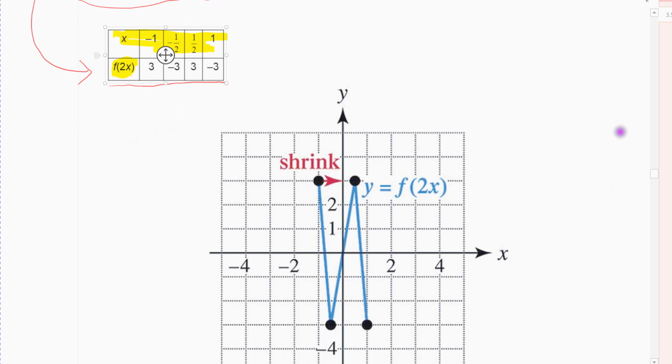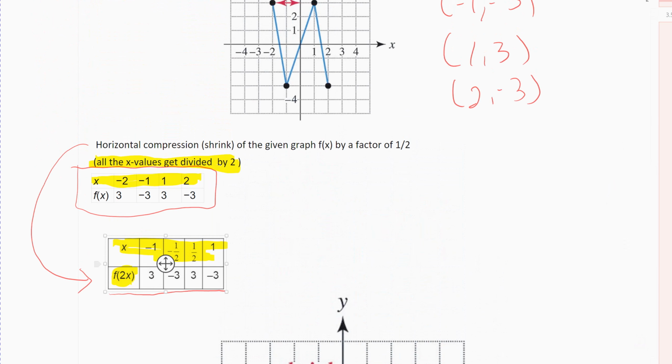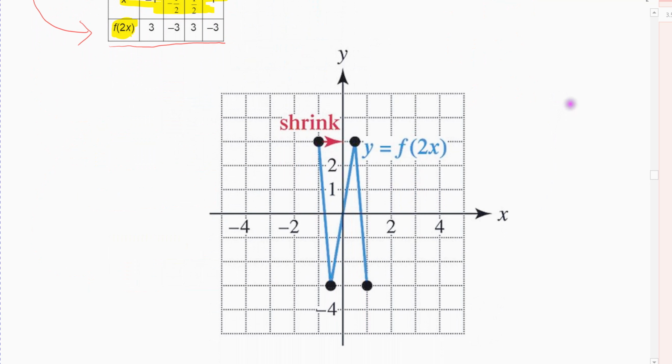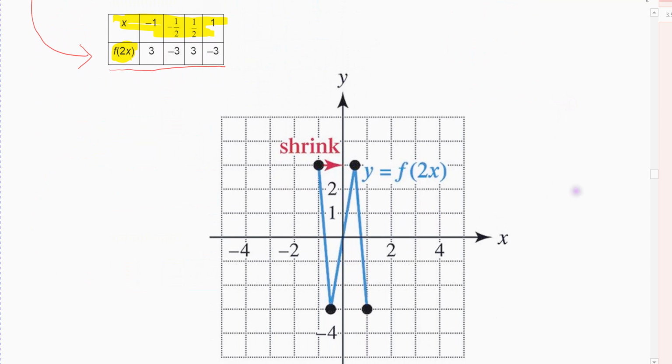So then what happens is that the original graph got shrunk horizontally. Horizontally means left and right. It gets compressed horizontally, which looks to be a vertical stretch if you think about it that way, but it's a horizontal compression. So the new points, remember, were at negative 1, 3, negative 1/2, negative 3, positive 1/2, 3, and 1, negative 3. Those are the new points that are graphed here.